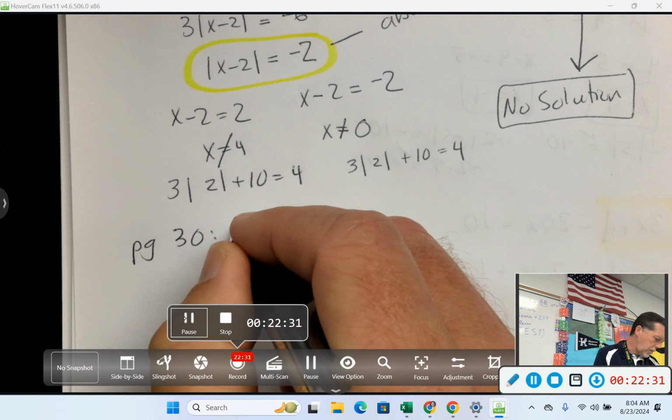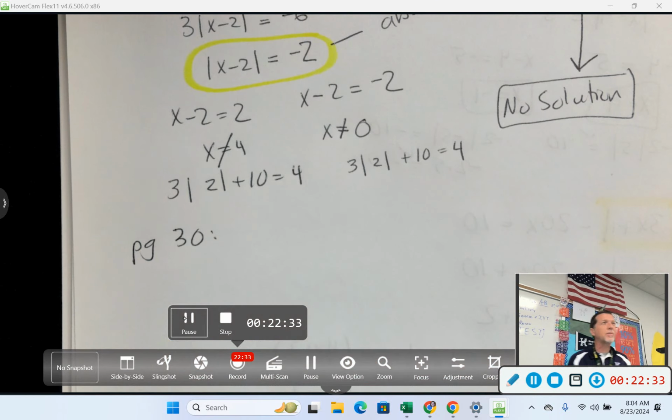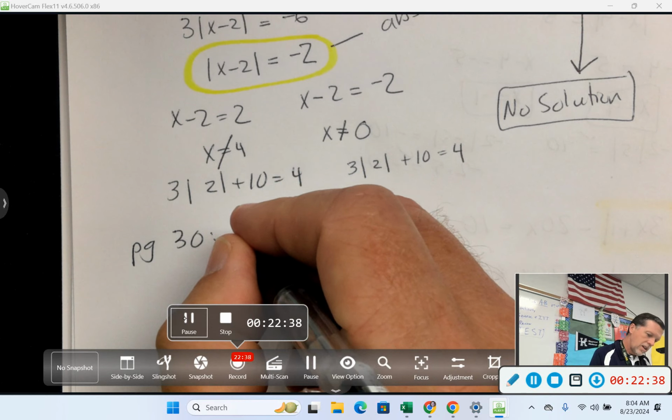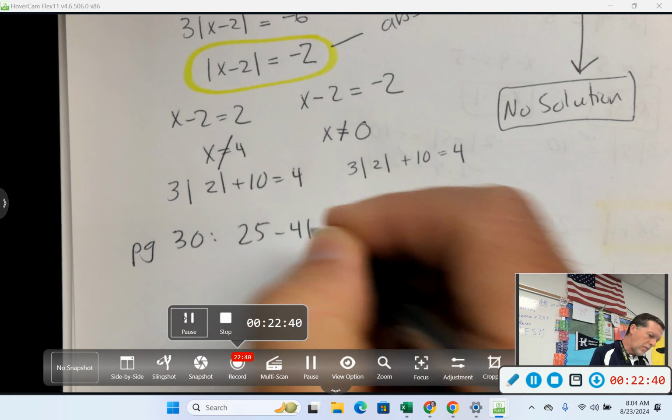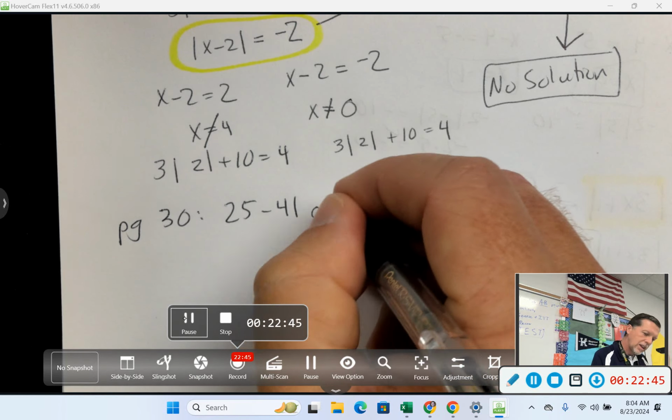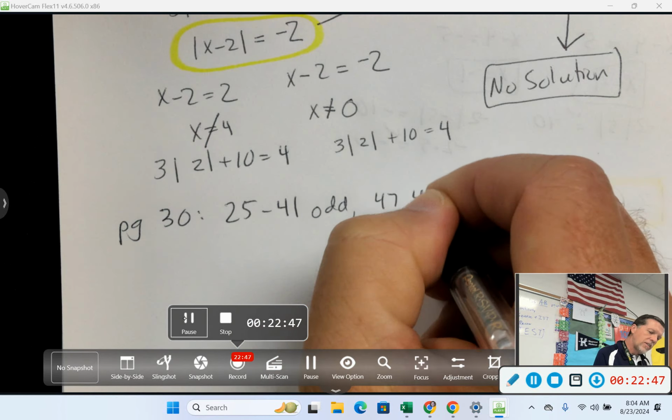All right, today's assignment, and we have 10 minutes, so you've got at least enough time to get started, maybe even finish, because it's easy. This one you'll need to do on paper, your own paper. Page 30, 25 to 41 odd, 47 and 49.